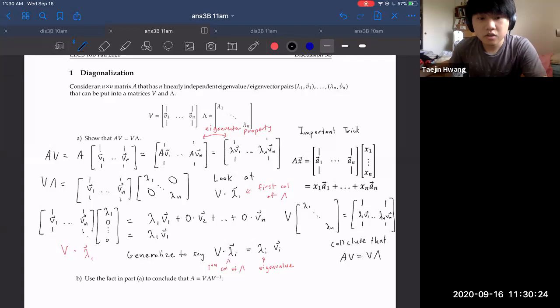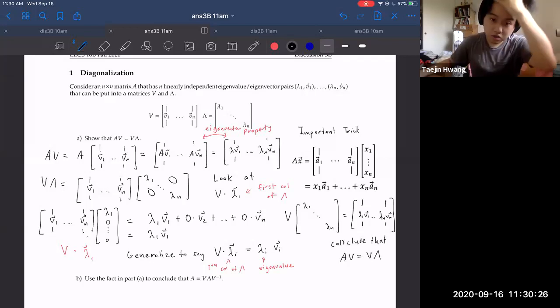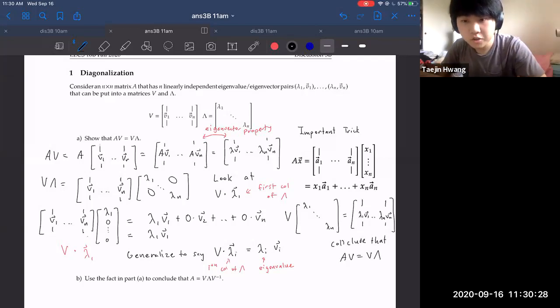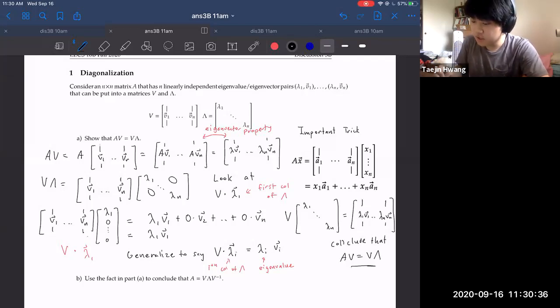All right. Now I tried to be as thorough as I can explaining every single step I was doing, but does anyone have any questions about the entire process that we've done so far to show that AV is equal to V lambda?